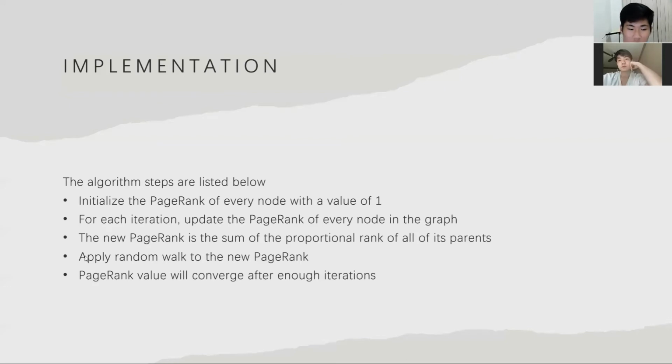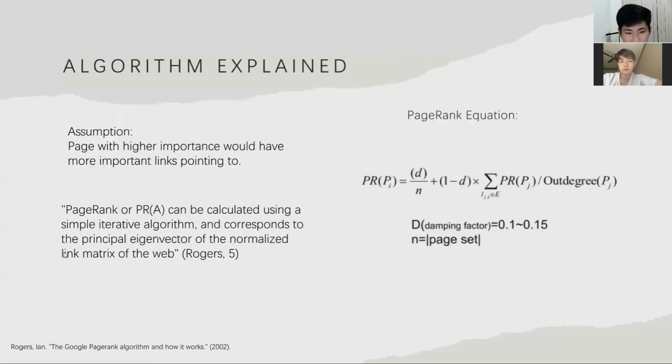And after that, we apply random walk to the new PageRank. Well, random walk might seem like technical jargon. It's actually fairly straightforward, and it simply refers to this term, the damping factor divided by the number of nodes in total. As I previously said, the damping factor refers to the probability that the imaginary surfer will continue clicking on web pages.